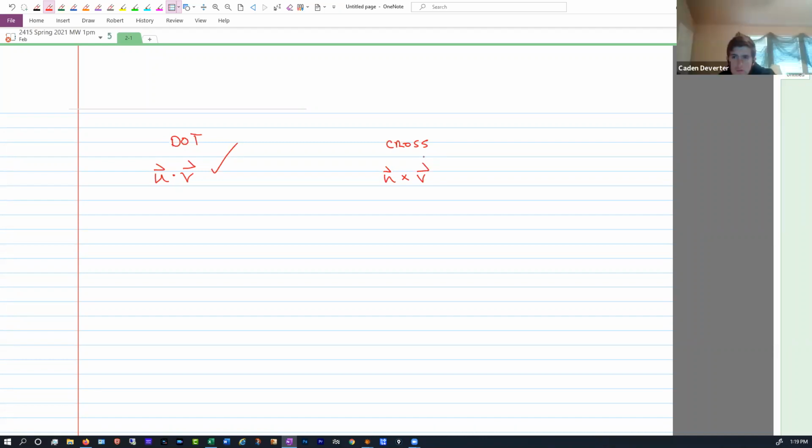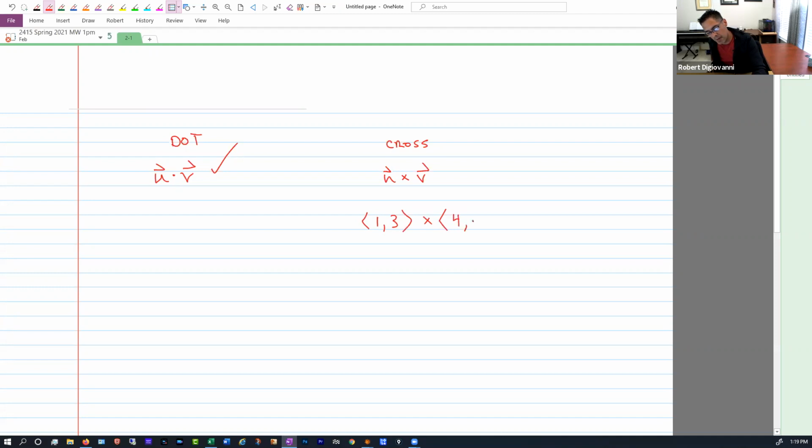Is it you can't do it with two-dimensional vectors? There you go. Yeah. So we had said you can't do it with two-dimensional vectors. So for example, let's say I take the vector 1, 3 and try to cross it with the vector 4, -2, right? Then the problem is when you go to set up ijk to do this, you're going to have 1, 3 and 4, -2. And that's a problem. Because what do you do over here?